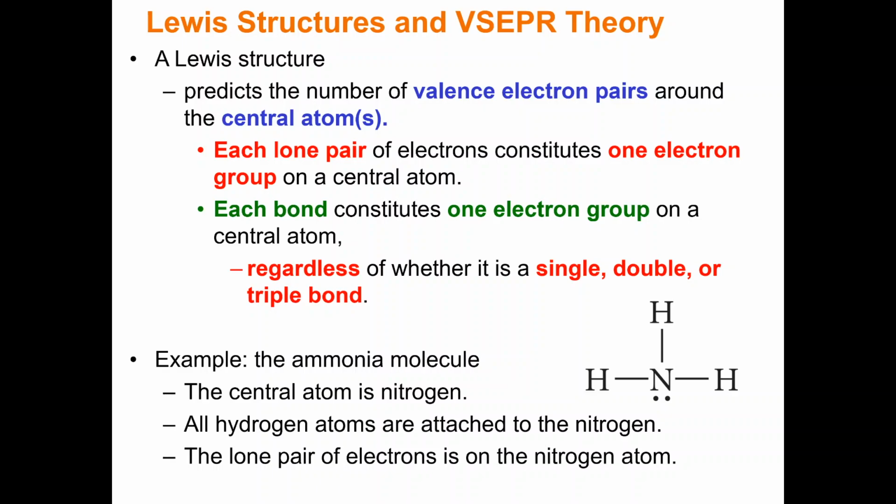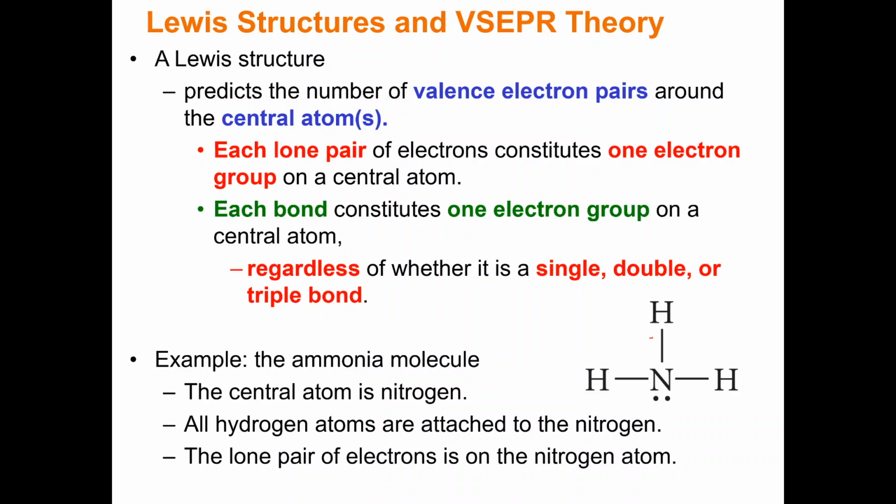Okay, so where do we start with all of this? So the first thing we need to do is start from a good Lewis structure. A good Lewis structure predicts the number of valence electron pairs around the central atom. Each lone pair of electrons constitutes one electron group on the central atom. Each bond constitutes one electron group on the central atom. So every lone pair is one group, and every bonding pair is also one group. Regardless of whether it's a single, double, or triple bond, it's still just one group.